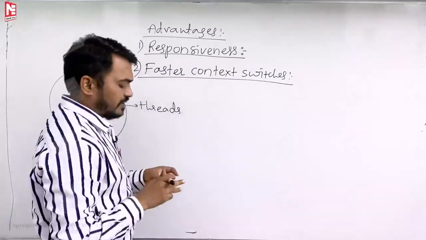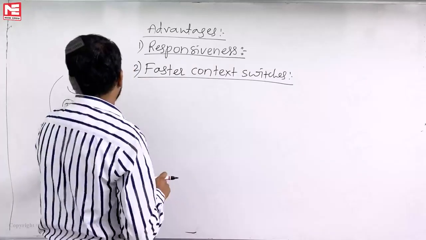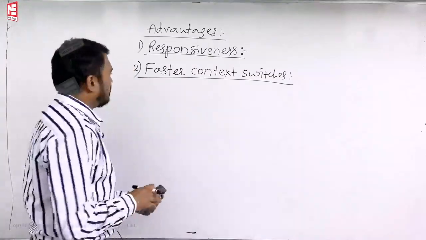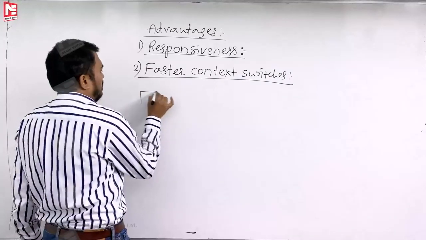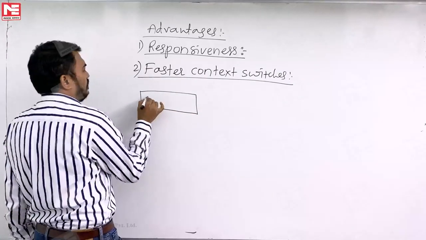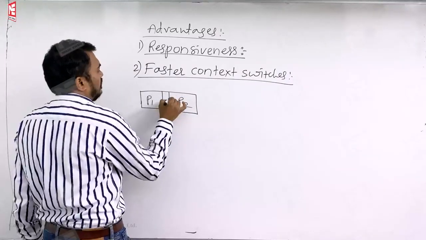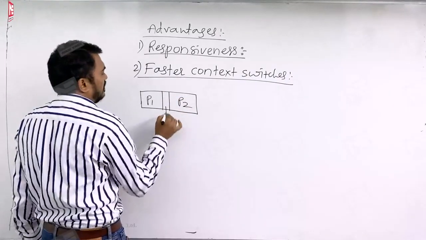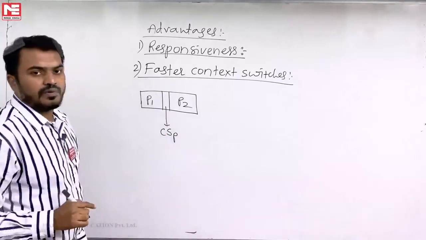Faster context switches. Okay, what is the meaning of this? Listen carefully. Faster context switches means, copy this, let's say you have two processes, for example process P1 and P2. In between the two processes, let's say you have a context switching time.